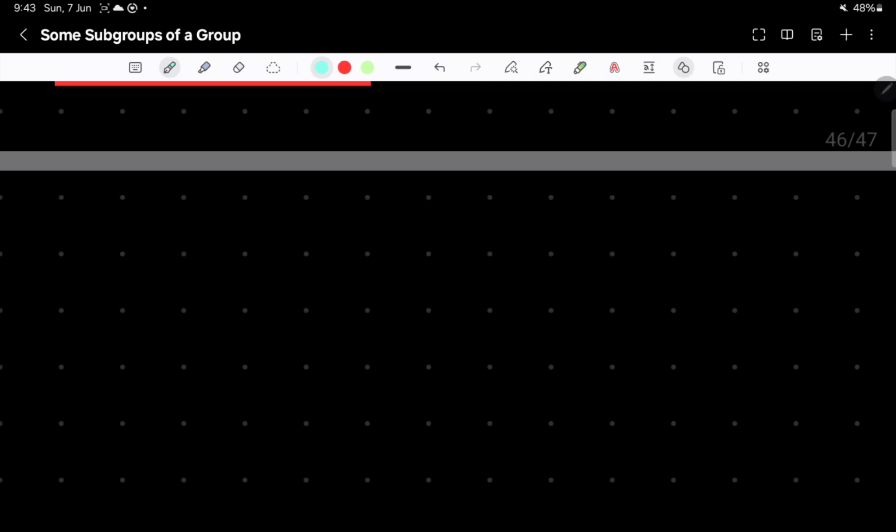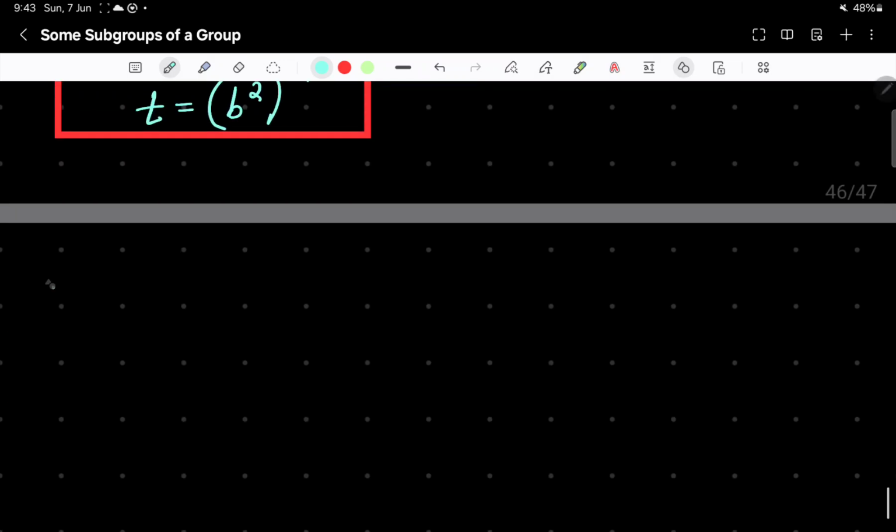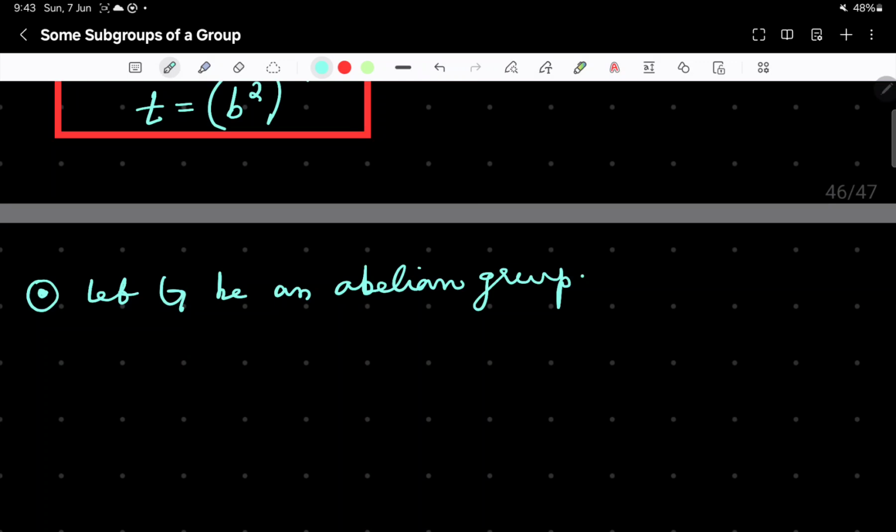So let's look at one more problem of this kind. Let G be an abelian group as before. In this case, we are collecting all square elements of G. So what we are saying is that it is a subgroup of G.